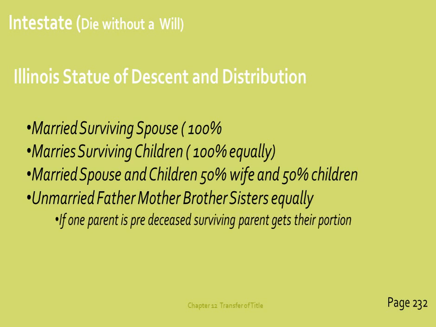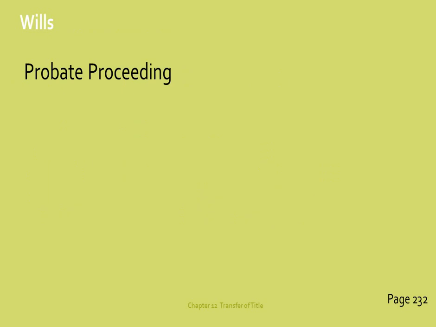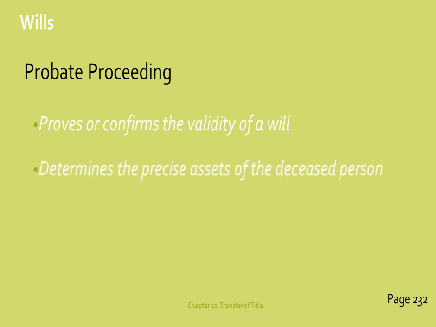We start the will process by probating the will. Probate court proves or confirms the validity of the will. It determines all the assets the deceased person had and what they were worth. It identifies the legatees and the devisees who are supposed to get these assets. It identifies any creditors and makes sure they're all paid from whatever proceeds the estate has.